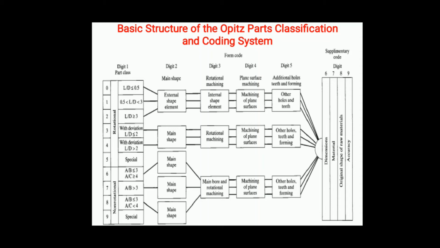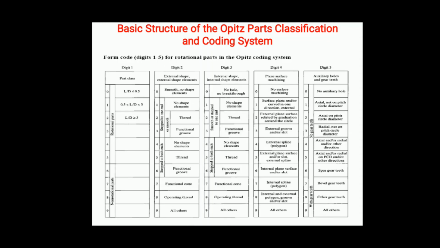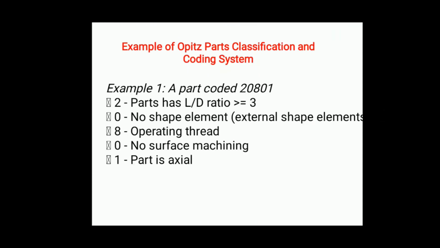Here digit 1 indicates the part class, and 0 at the length and diameter ratio means less than or equal to 0.5, like this. First digit, then second digit shape, third is machining, like this. Every digit has some description, so that gives more information regarding that part. Then this is an example related to OPTIS part codification. So we will take one example of the OPTIS part classification codification system.